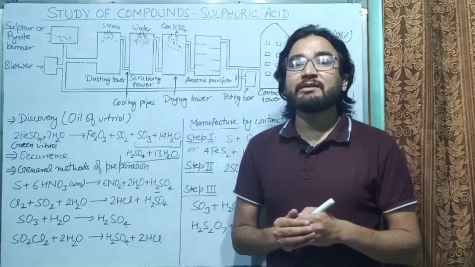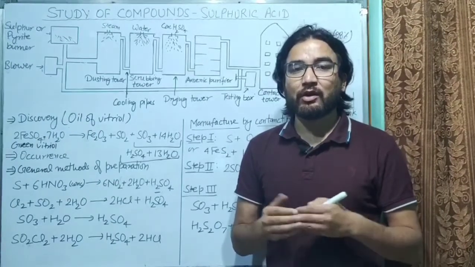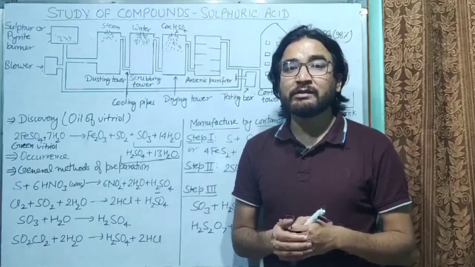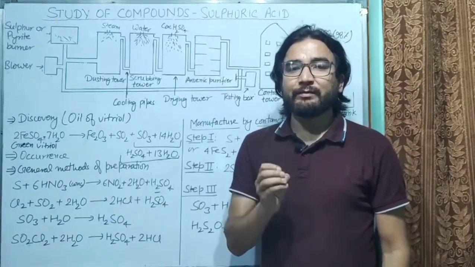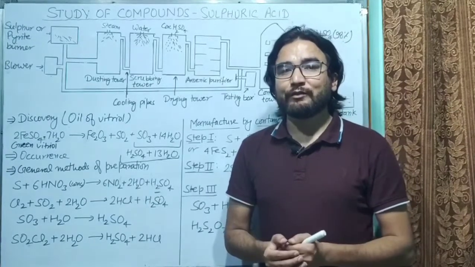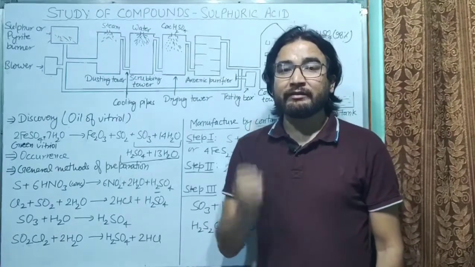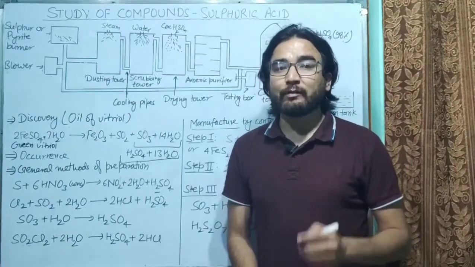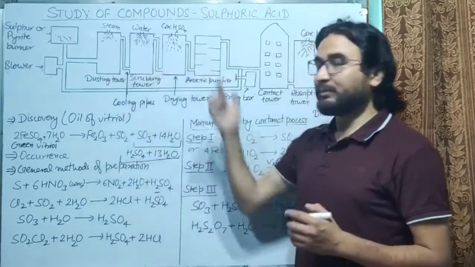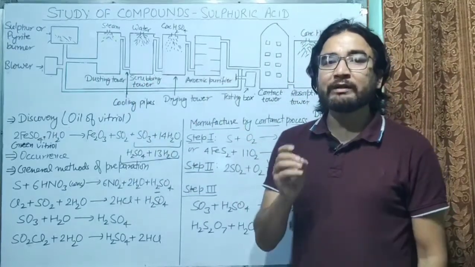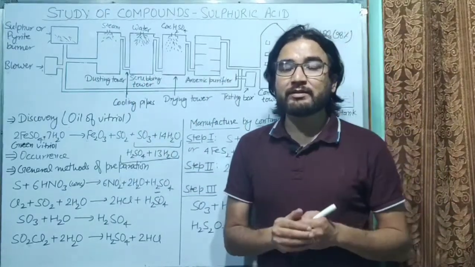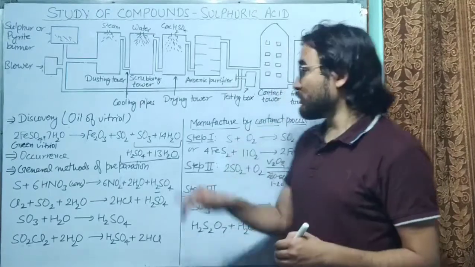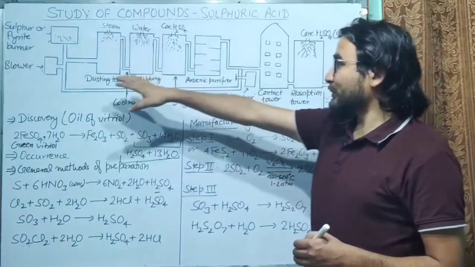How do we prepare sulfuric acid in industries, or how do we manufacture sulfuric acid? There is a very basic process of manufacture of sulfuric acid in industries, and that is known as contact process. So this is the complete diagram of contact process. So let's discuss the contact process.